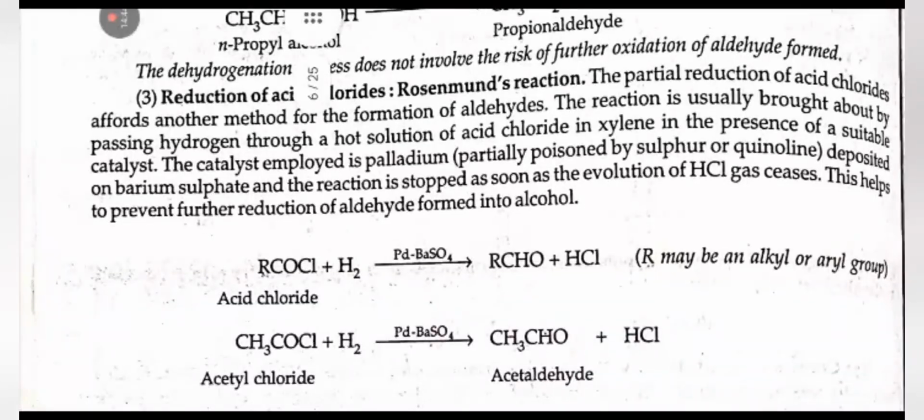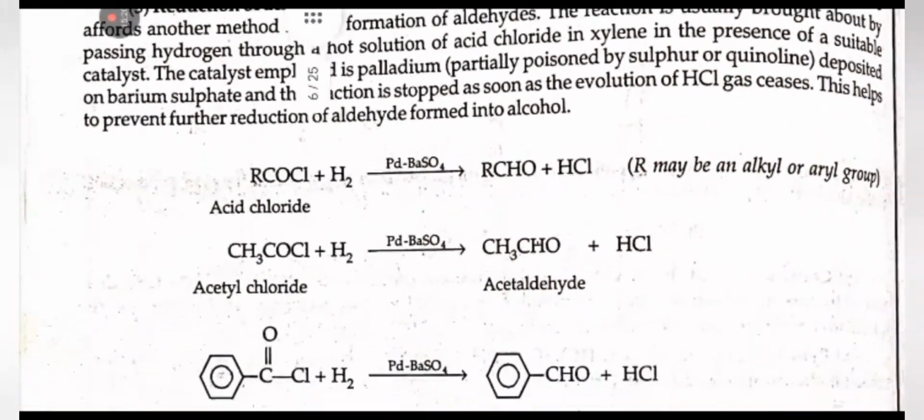Reduction of acid chloride: Rosenmund reaction. The partial reduction of acid chloride affords another method for the formation of aldehyde. The reaction is usually brought about by passing hydrogen through a hot solution of acid chloride in xylene in the presence of a suitable catalyst. The catalyst employed is palladium deposited on barium sulfate, and the reaction is stopped as soon as the elimination of HCl gas ceases. This helps to prevent further reduction of the aldehyde formed to the alcohol.